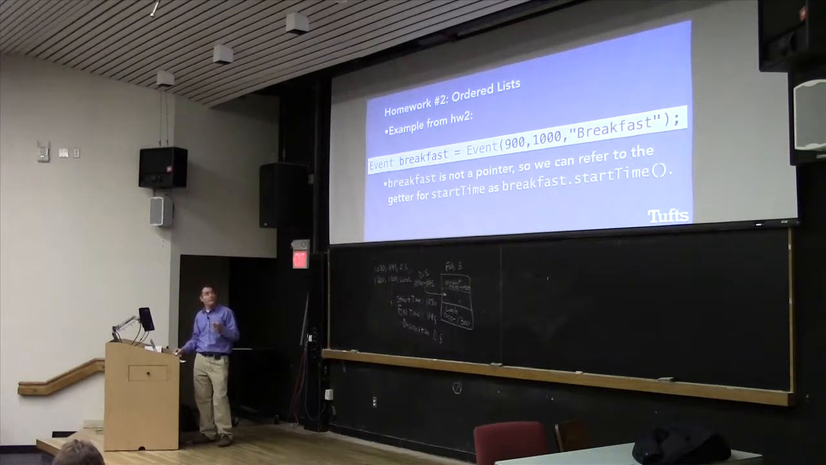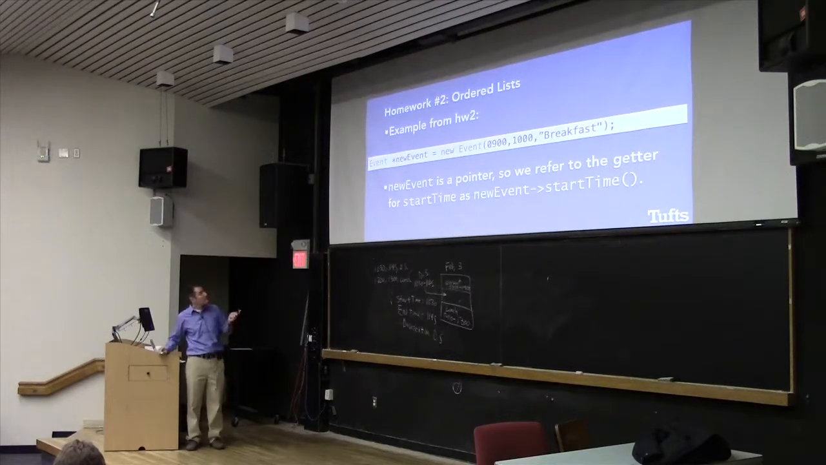And then pointers look like this. Let's say you start a new event like this, and you say new event. The new command says, hey, I'm going to expect a pointer back to this. The new command goes to the operating system and says, give me the memory for this, just like all of our dynamic arrays and so forth. And now we've got a pointer, so new event has to be like this: new event get start time, with the little arrow pointer.